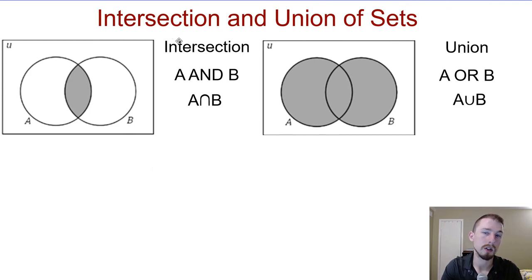Then we have intersection and unions of sets. So the intersection is like and. So if I want to know what's the probability that events A and B occur, if they're two separate events and it's possible for both of them to occur, then they would have an overlap. That would be what we call the intersection. And it's this upside down U.